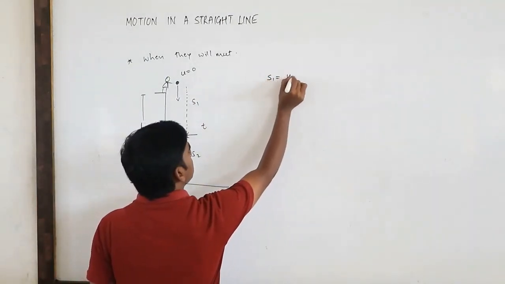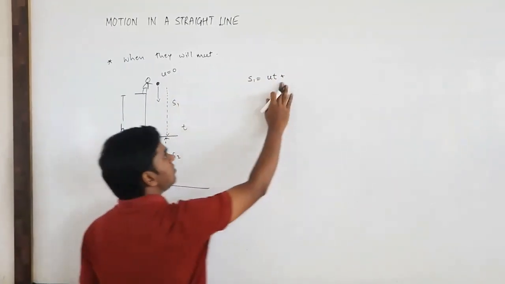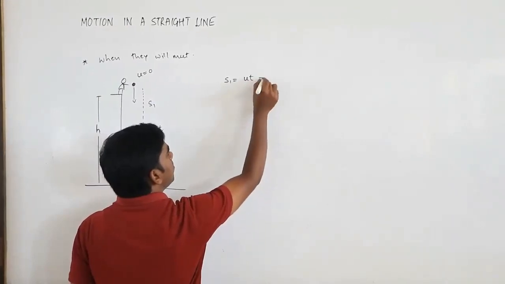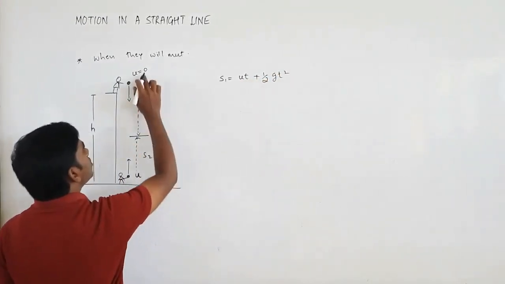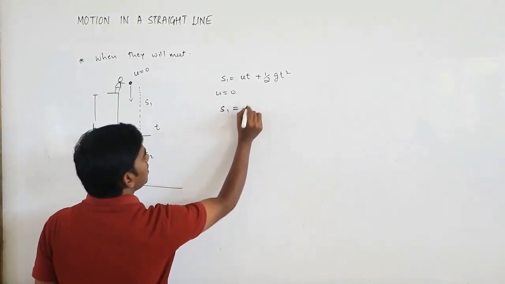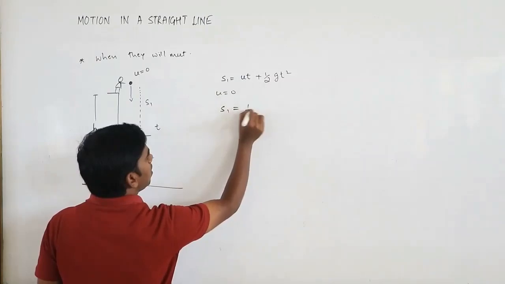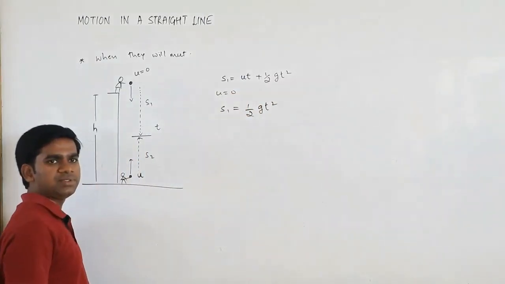S1 equals ut plus half gt square, in the downward direction. If u equals 0, then S1 is half gt square.